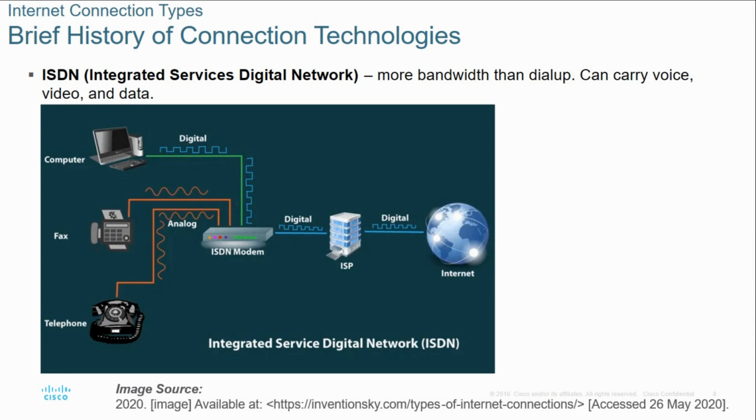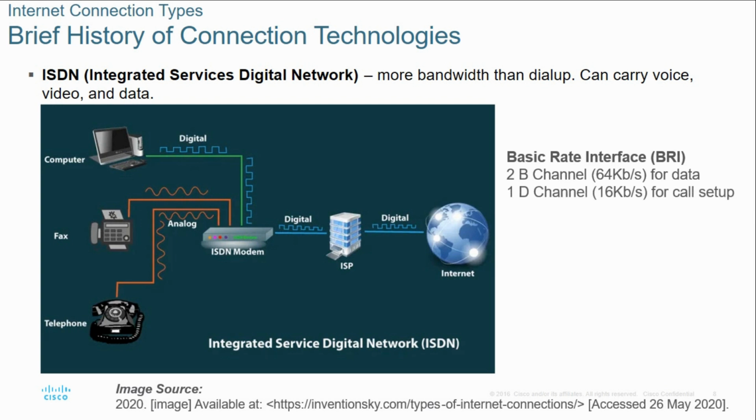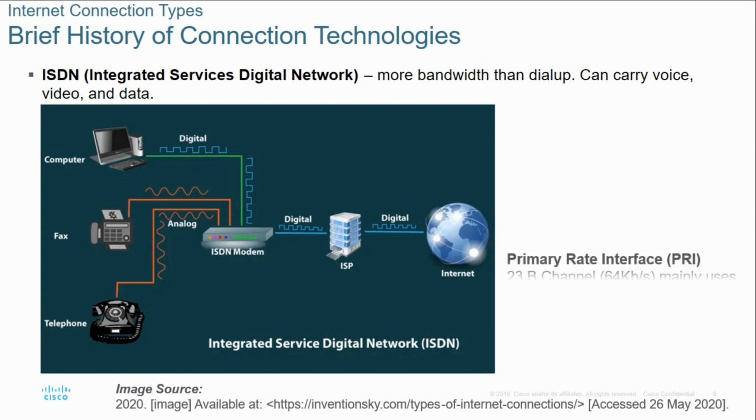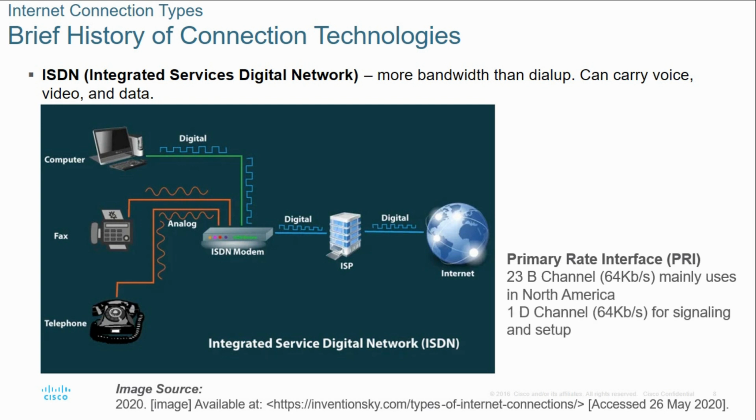Devices such as an analog phone, a fax machine, or a computer are connected to an ISDN terminal adapter, which converts different types of data into an ISDN format in order to share the same digital PSTN network. There are two known types of ISDN, the basic rate interface and the primary rate interface.